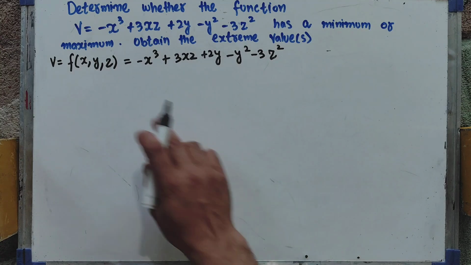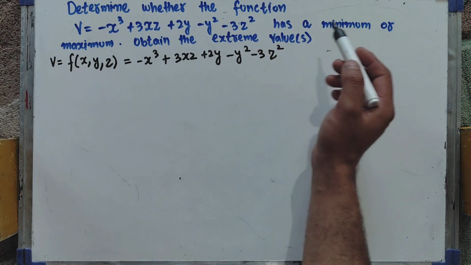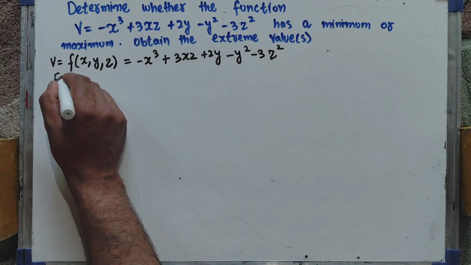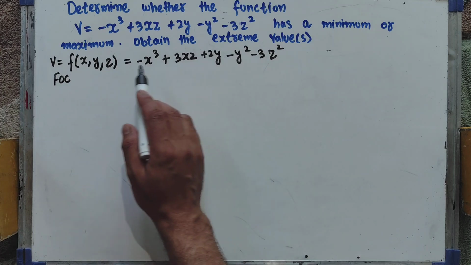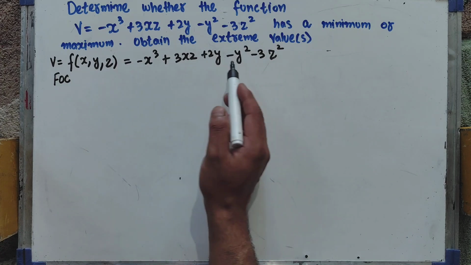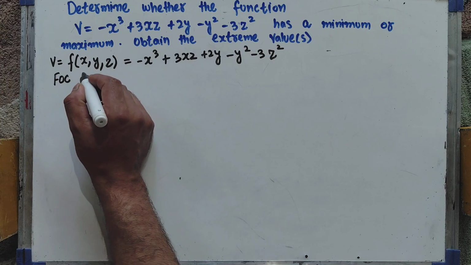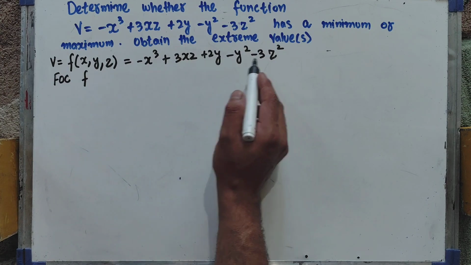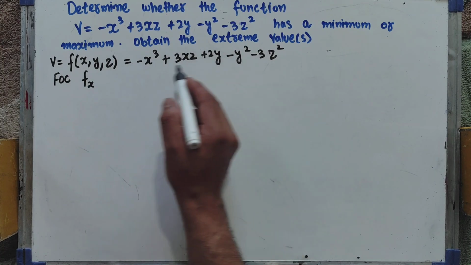Given this multivariate function, to find out whether the function is minimum or maximum, we use the first order condition. For the first order condition, what do we check? We take the partial derivatives with respect to x, y and z and set them equal to 0. So we take the first partials, that is, first derivatives with respect to x first. So f subscript x means the partial derivative of this function with respect to x.